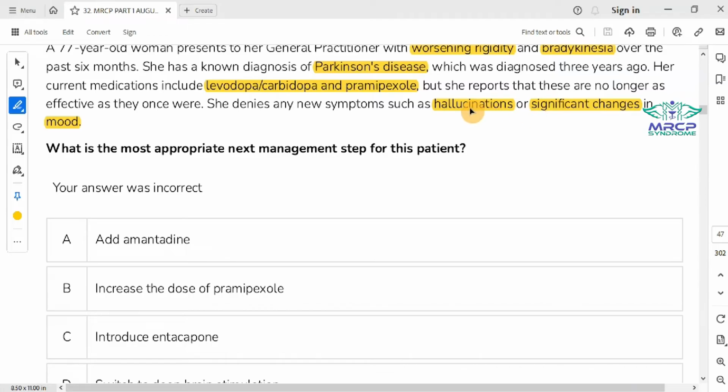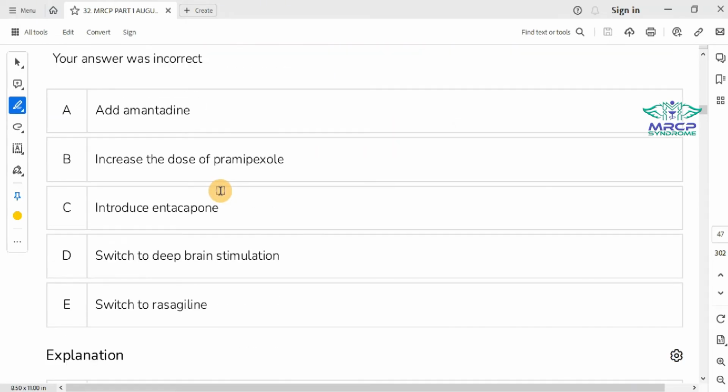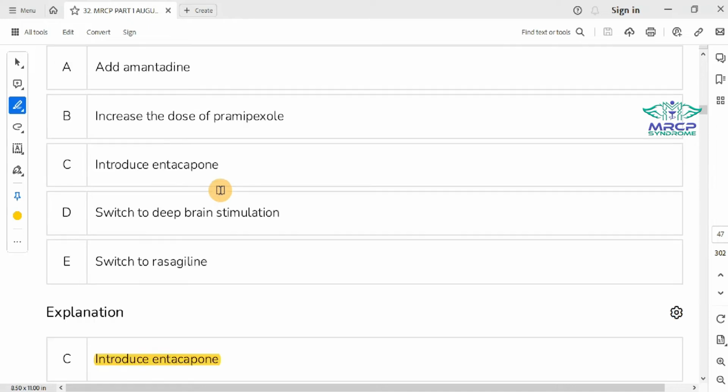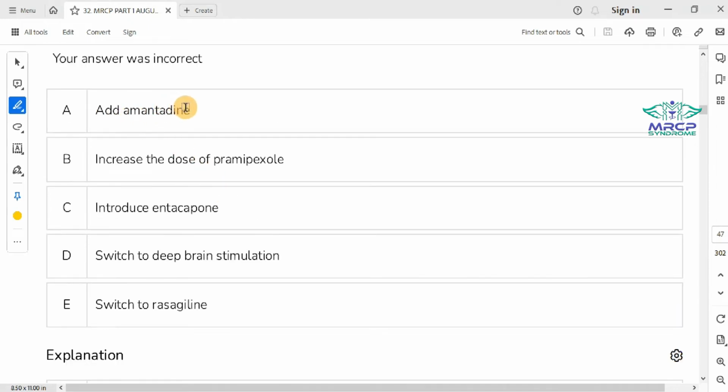And since the patient is denying hallucination or mood changes, that means she can tolerate the additional dopaminergic effect without the significant risk of psychiatric complications. So we can introduce entacapone. And regarding amantadine, this is primarily used for treating the dyskinesia associated with the long-term levodopa use.